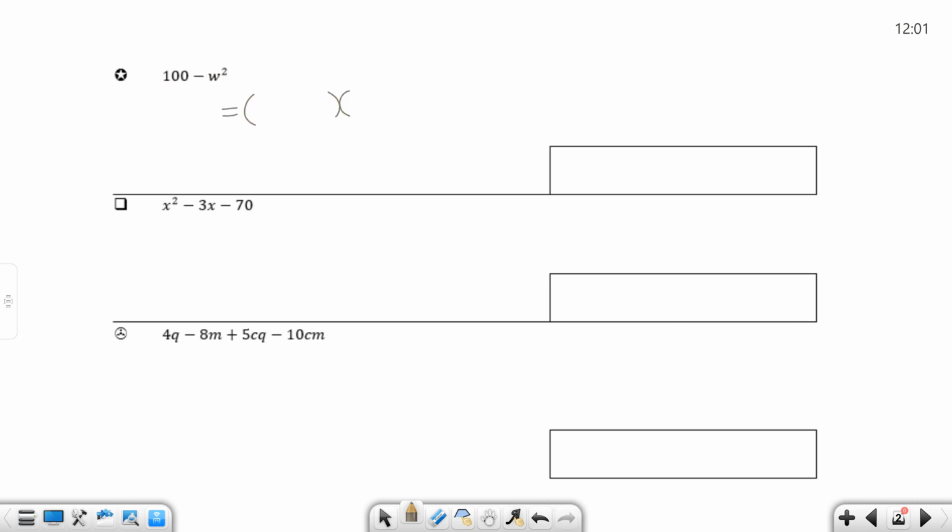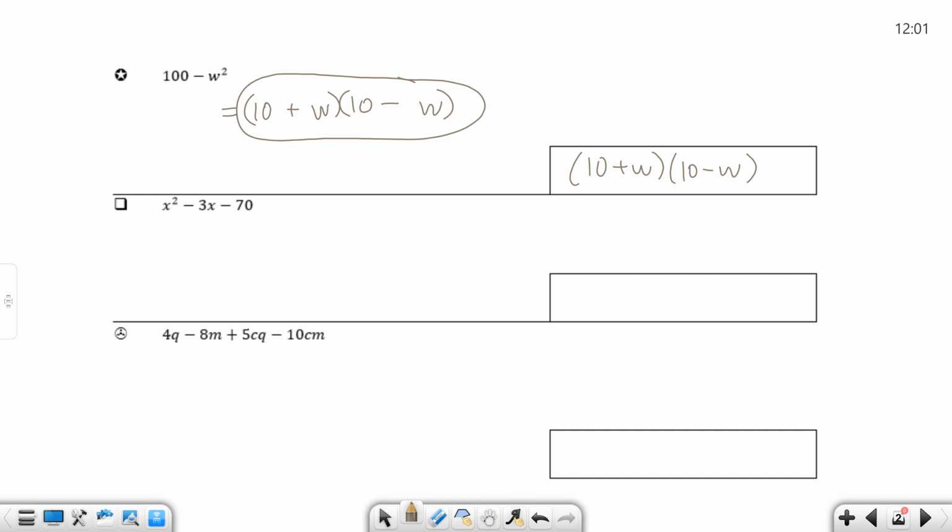So then we're going to come down here and say, what do we square to get 100? 10, because if 100 comes first, the 10s have to come in the first half of the parenthesis. You can't put the 10s second. That's something different. And then in the back, w squared gives you w, and one of those is plus, one of those is minus. The order of the plus minus doesn't matter, but the 10s got to come before the w. So 10 plus w, 10 minus w.